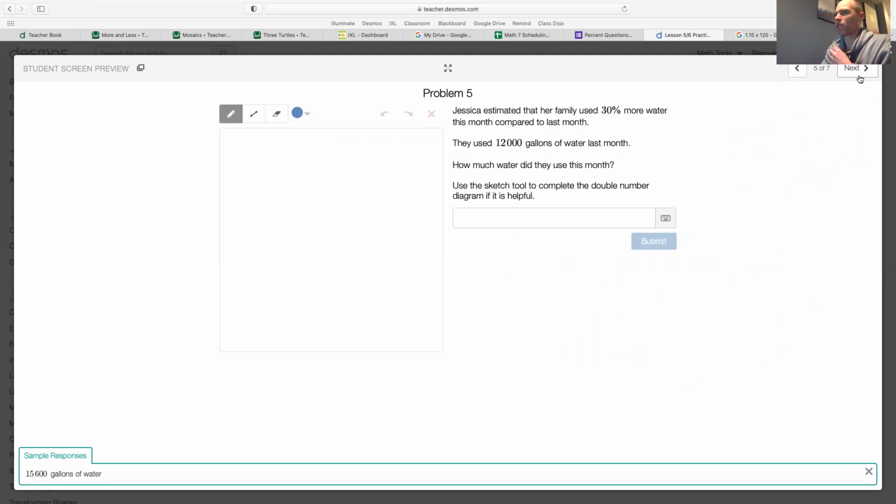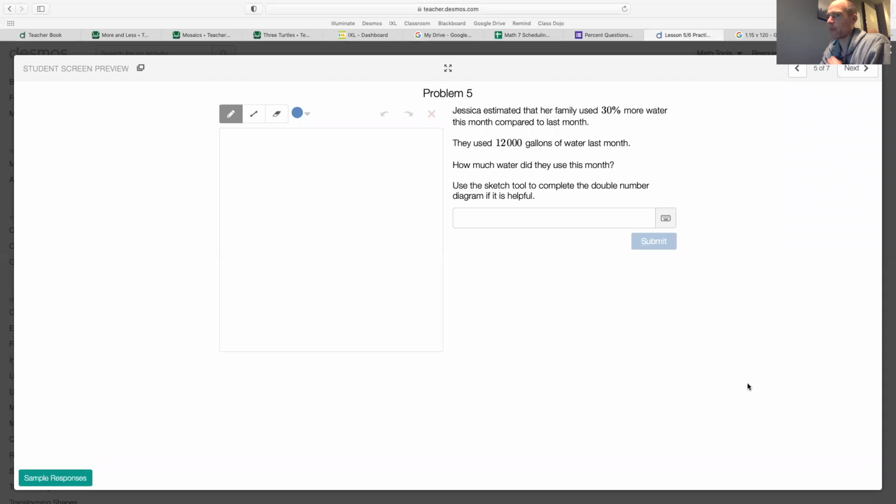All right, question 5. Oh, I'm just realizing that it's showing the answers down here at the bottom. Let me read that. Jessica estimated that her family used 30% more water this month compared to last month. They used 12,000 gallons of water last month.